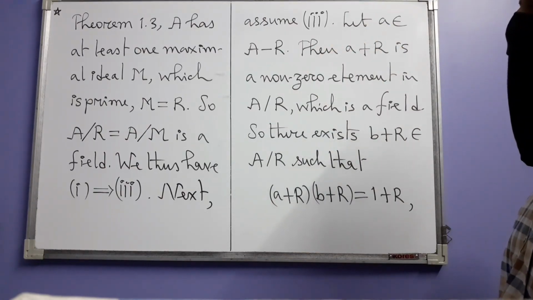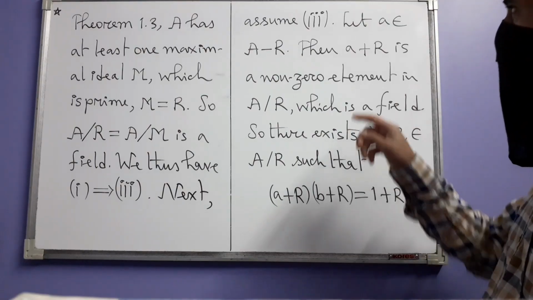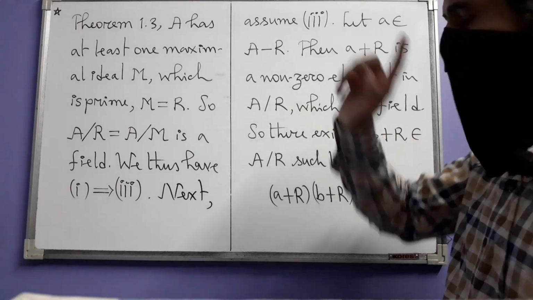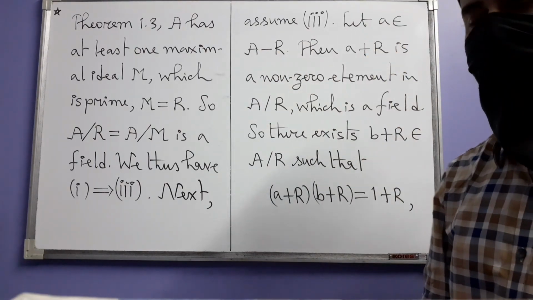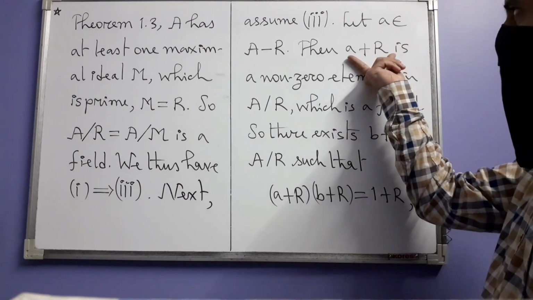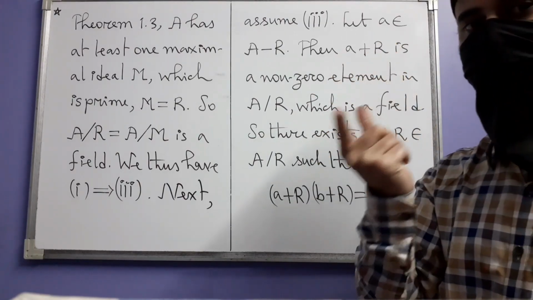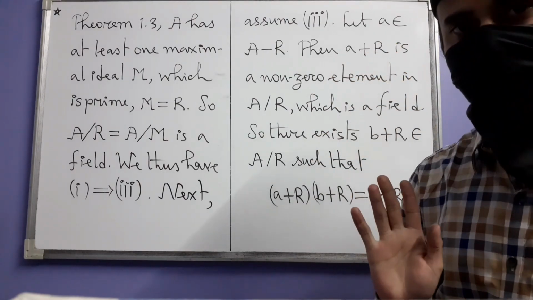Now a not being in R means what? What is the effect of this on the coset a plus R? a plus R will then not be equal to R.